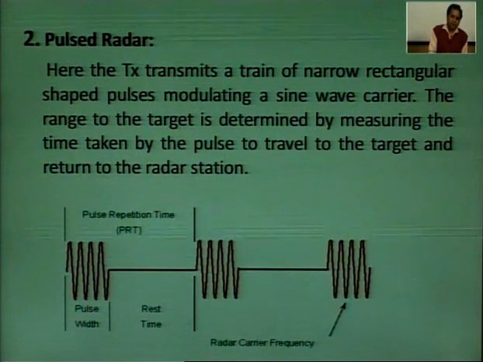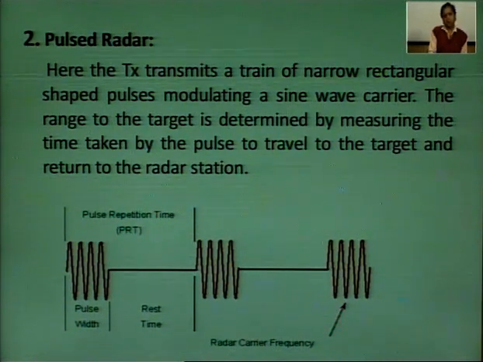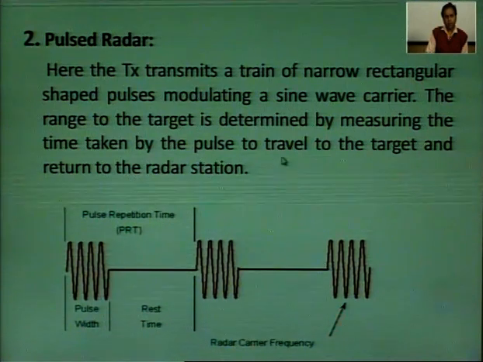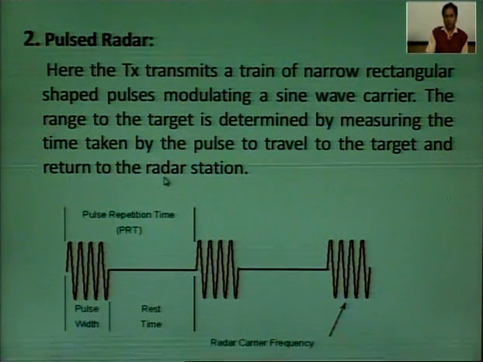The next form is pulse radar. The radar which I explained with the help of the duplexer is a form of pulse radar. Here the transmitter transmits a train of narrow rectangular-shaped pulses modulating a sine wave carrier. The range of the target is determined by measuring the time taken by the pulse to travel to the target and return to the radar station.